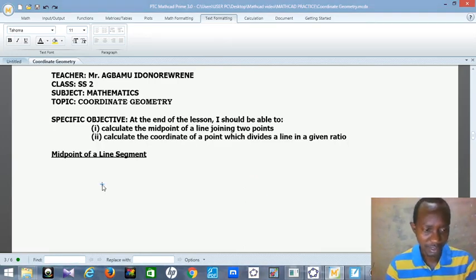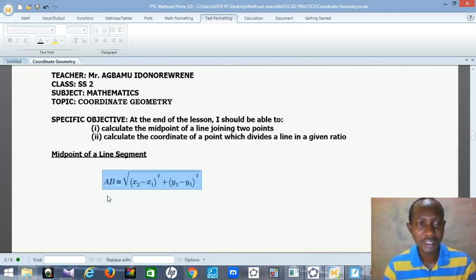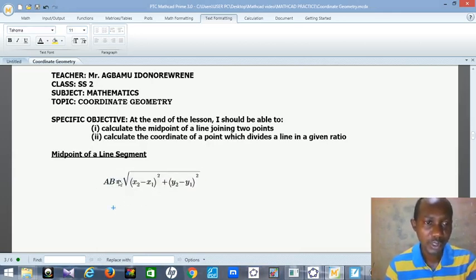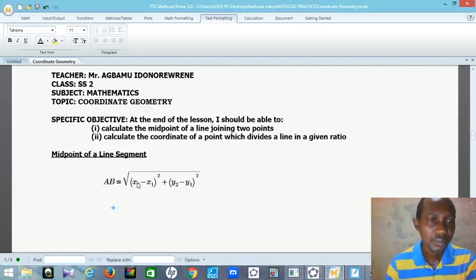So this is the equation we derived in our last class, which is distance between 2 points. The first point has coordinate x1, y1, then the second point has coordinate x2, y2. All you just need to do is to subtract the first coordinate from the second coordinate and square it. Then add it to the second y coordinate minus the first y coordinate, squared, then find the square root. So with this you can get the distance between any 2 points on the coordinate geometry.